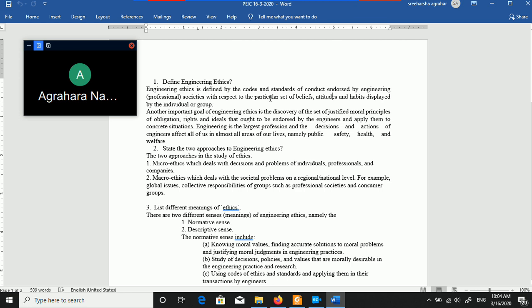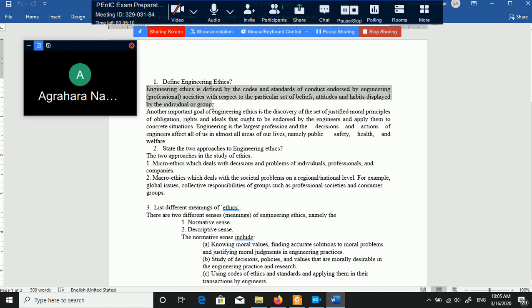That means they sit and discuss, and all these standards are formulated based on the belief system: what is good and what is bad, how the society will receive this, and whether it is really correct or not. Based on many other factors, they decide the attitudes and habits that need to be cultivated by an engineer or another group, that may be a company, organization, an institution, anything. So this is the meaning of the first paragraph.